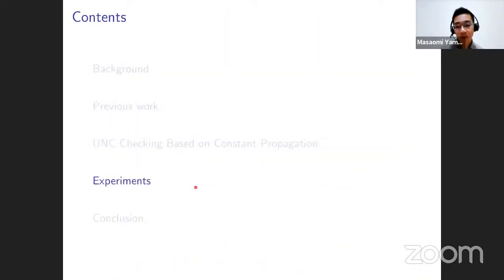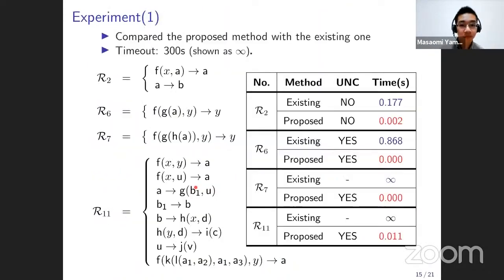Next topic is experiments. We compared the existing procedure and our new procedure. This is an excerpt of the experiments. We set the timeout at 300 seconds, and here, timeout is shown as infinity. The result was very good. For these four cases, our procedure runs much faster than the existing one.